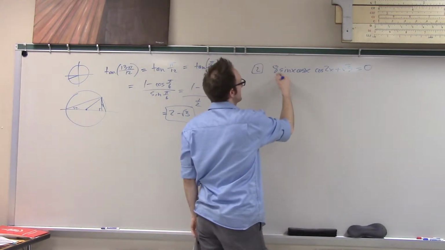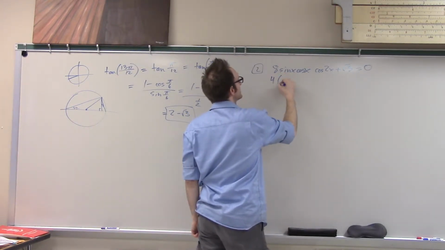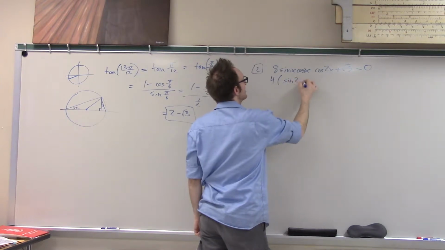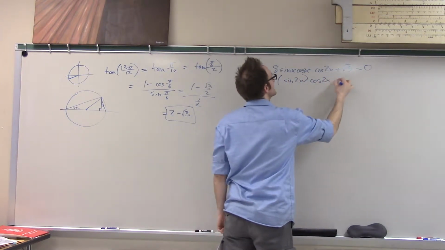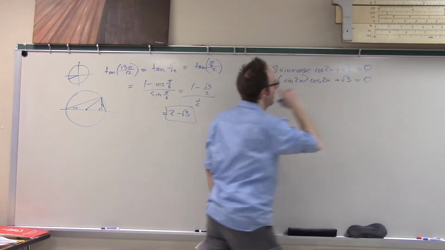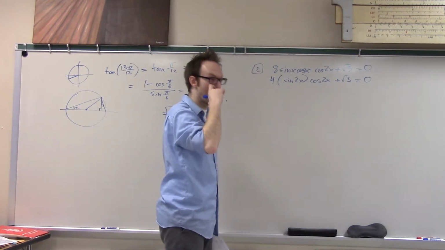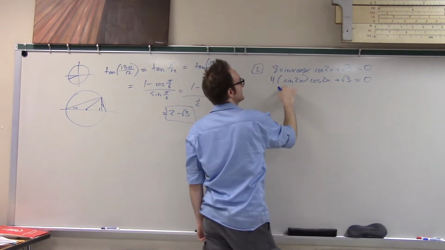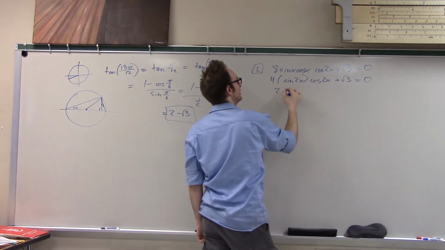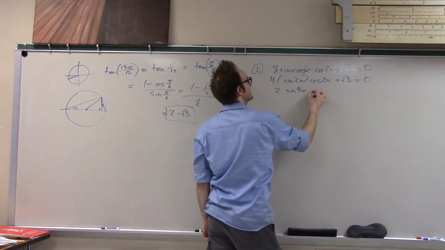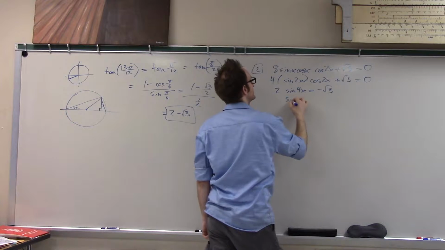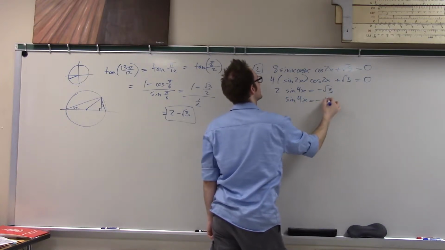So if I replace this, this is basically 4 times sine 2x cosine 2x plus root 3. And now, again, this is just another 2, and now this is like sine 4x equals negative root 3. So we just have sine 4x equals negative root 3 over 2.